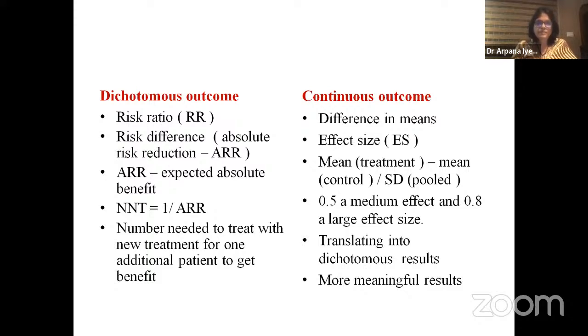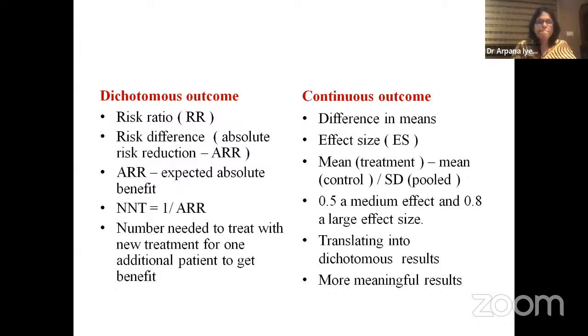With respect to dichotomous outcome, we have specific estimation of treatment effect, which can be estimated by risk ratio or risk difference, that is absolute risk reduction. Absolute risk reduction tells us the expected absolute benefit between the two groups. Or number needed to treat, NNT, which is the reciprocal of absolute risk reduction. That tells us the number needed to treat with the new treatment for one additional patient to get benefit, with which I can explain to the patient how good that new treatment is.